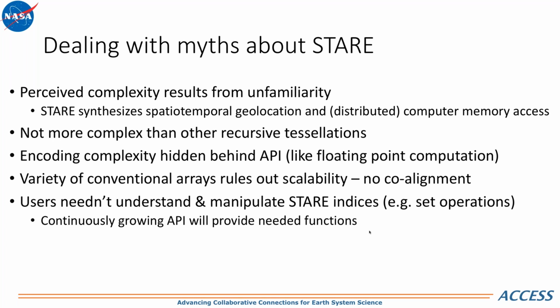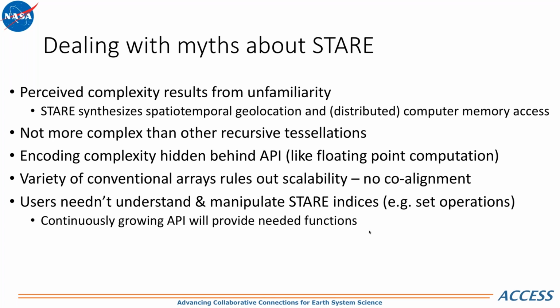The encoding complexity, how we actually encode the tree into the index values themselves, our 64-bit words, is all hidden behind the API. What we want to do is provide high-level functions like intersections, disjunctions, and regions of interest. All that should be presented to the end user via a relatively high-level API.